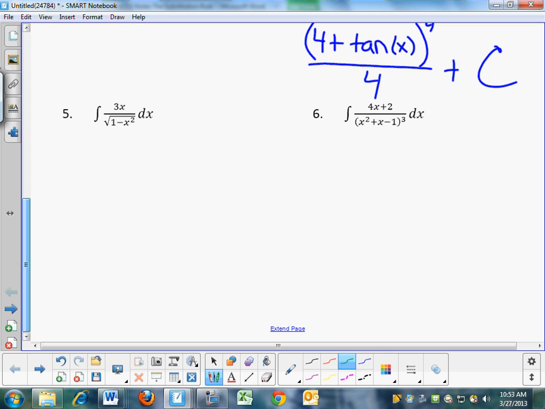Okay, the integral of 3x over the square root of 1 minus x squared dx. Are you getting tired of seeing those constants? Then just do this. If you don't like the constant, get rid of it right away. 3 times the integral of x over the square root of 1 minus x squared dx. Any guesses on what u should be? 1 minus x squared, okay?